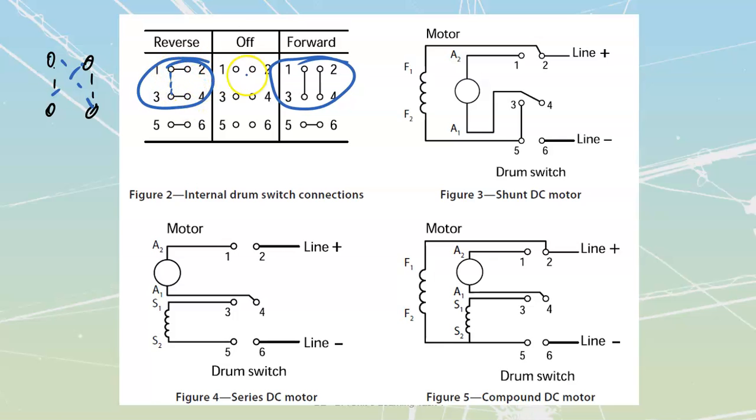High, or high, low across. 5 and 6 always just makes the same connection. Now they are going to come with a set of instructions inside them for how to hook them up for various types of different motors.